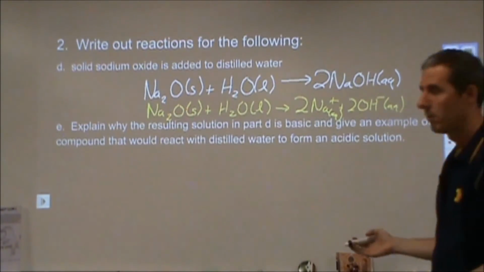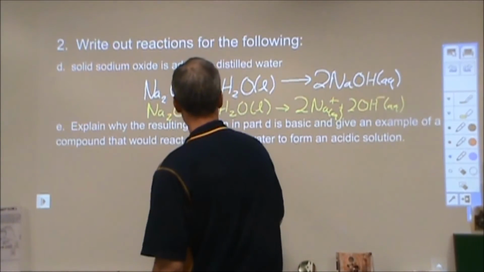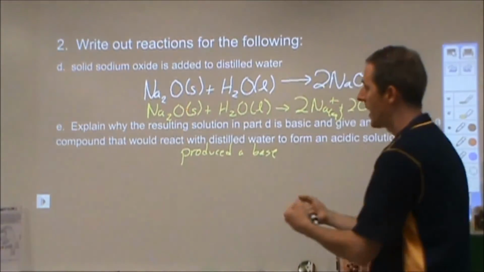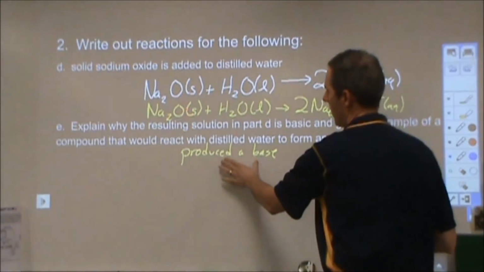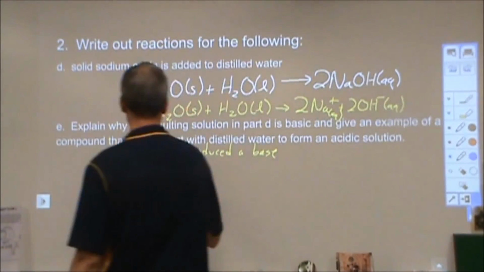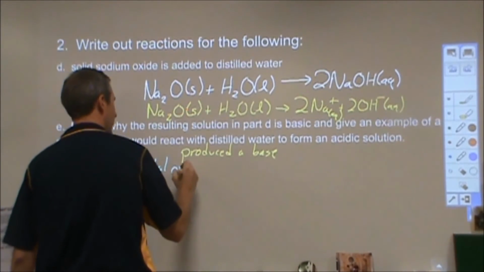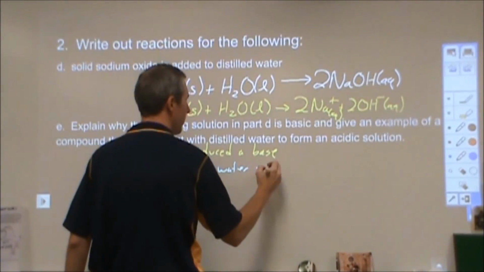Okay. The easy answer to that is to say you produced a base. And as you'll see in acid base, this is actually a base itself. The oxide ion is going to remove protons from things. The answer that's going to get you by safely, though, that you want to write for this is that a metal oxide plus water will be a basic solution.